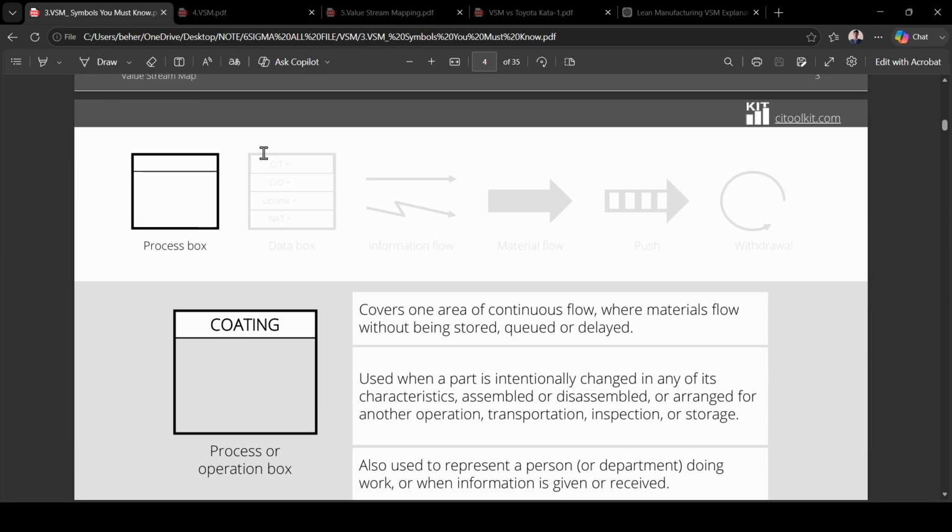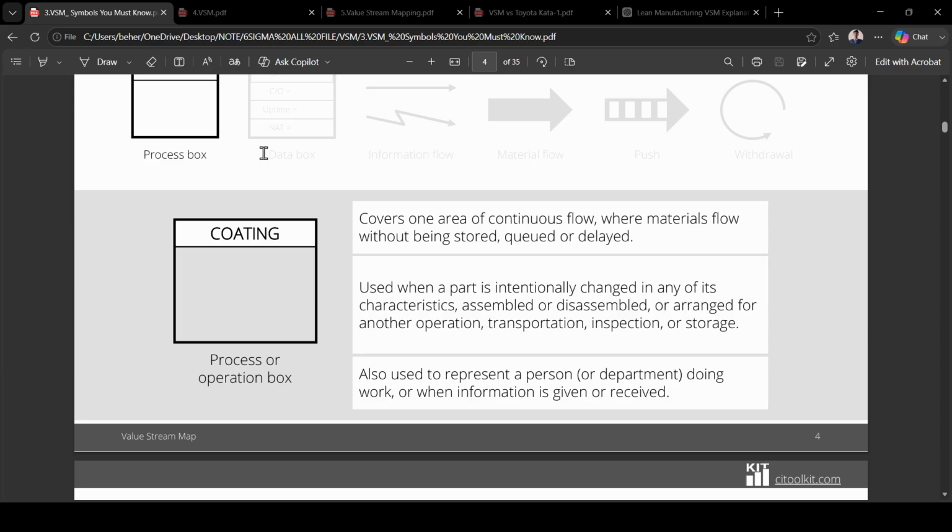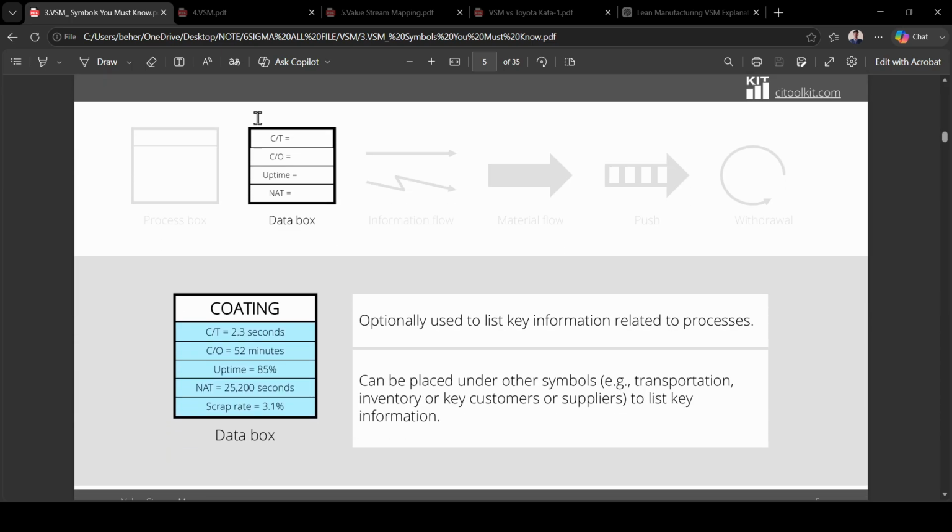This is the process box, the operation box. It covers one area of continuous flow where materials flow without being stored or requiring a delay. Used when a part internally changes its character, is assembled or disassembled, or is arranged for another operation, transportation, inspection, or storage. Also used to represent a person or department doing work when information is given and received. The operation box is used to list information related to the process.